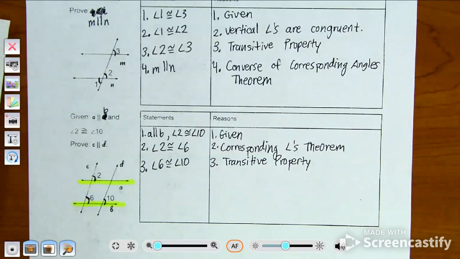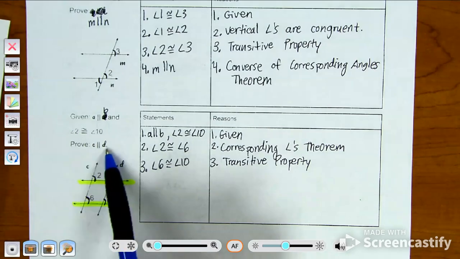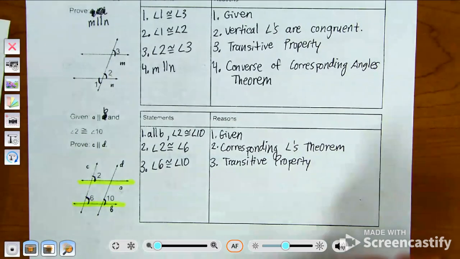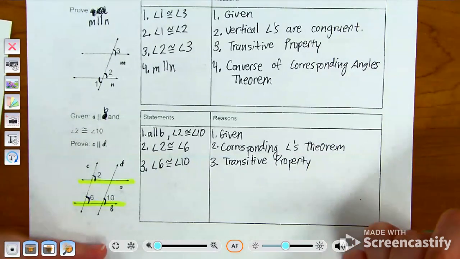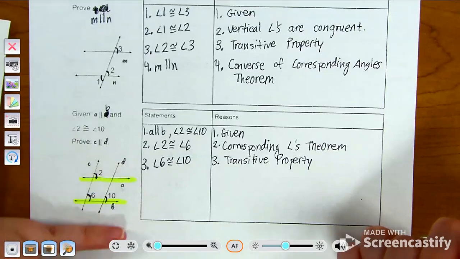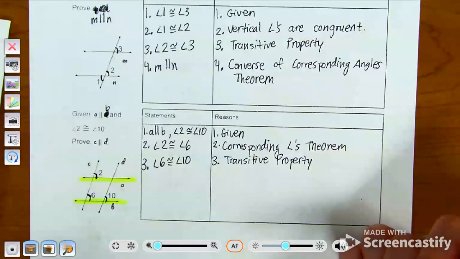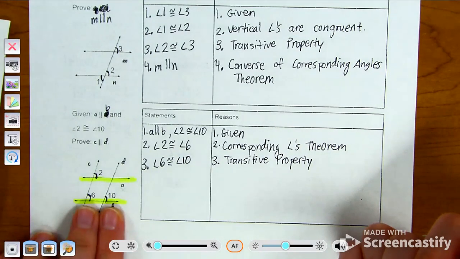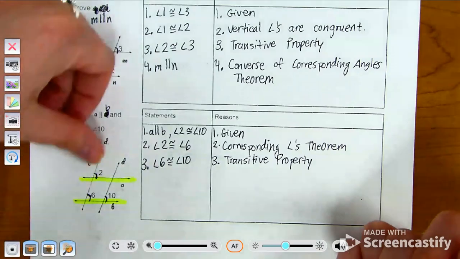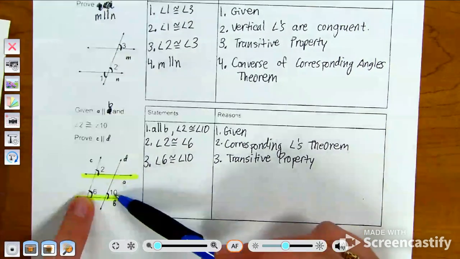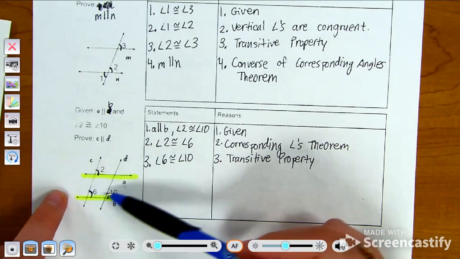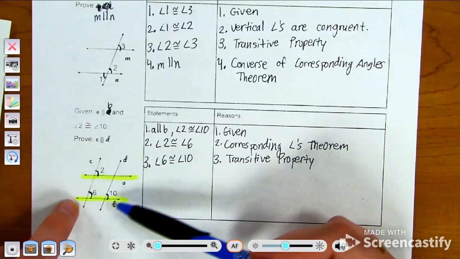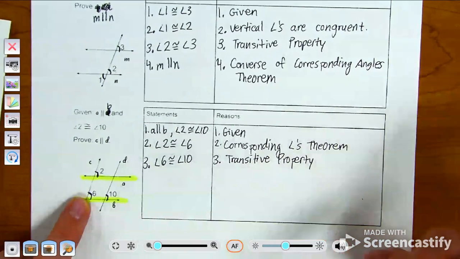Now, we're trying to prove that lines C and D are parallel to each other. So if we have lines C and D shown here, lines C and D have to be cut by a transversal, either transversal A or transversal B. And based on the angles formed by that, we would then be able to prove that they are parallel. Well, if we're looking at angle 6 and 10 relative to lines C and D, we can see that angles 6 and 10 are both on the right side of lines C and D, and they're both above line B, the transversal. So that means angles 6 and 10 are corresponding angles.